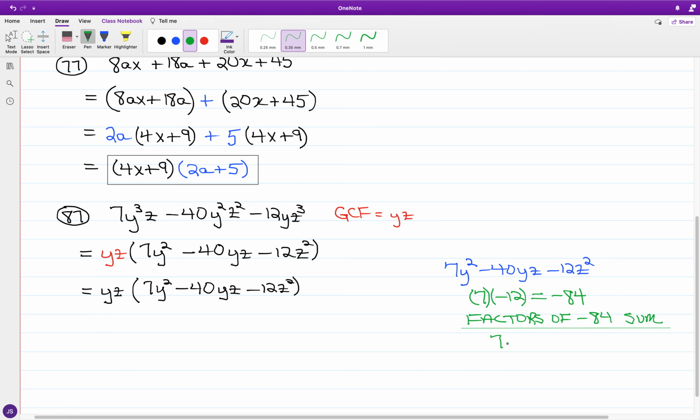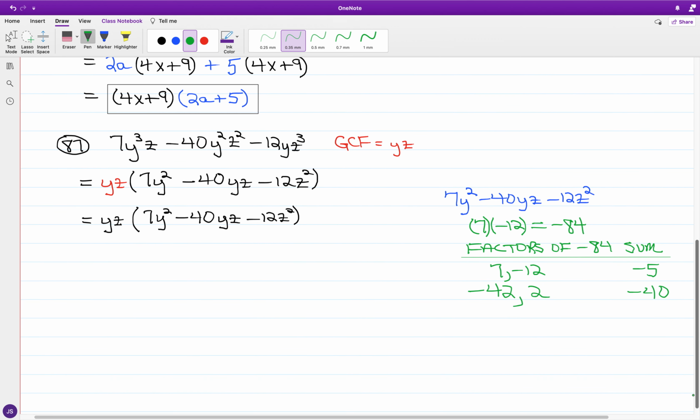Okay. So again, we just dealt with 7 and negative 12, and those constants will add up to negative 5. But I want more of a punch in terms of the negativity that is created. So for these, we can say we have negative 42 and 2. Negative 42 times 2 is negative 84. Negative 42 plus 2 is negative 40. And these two constants will form yz terms upon splitting the negative 40 yz.